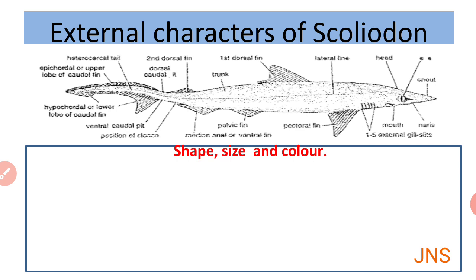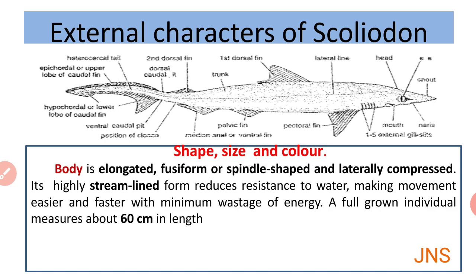First and most important part of the external characters of Scoliodon is shape, size and color. The body of the Scoliodon is elongated, fusiform and spindle shaped, and also laterally compressed. The body is highly streamlined, due to which Scoliodon can easily traverse the water, making the movement of this fish faster and easier.